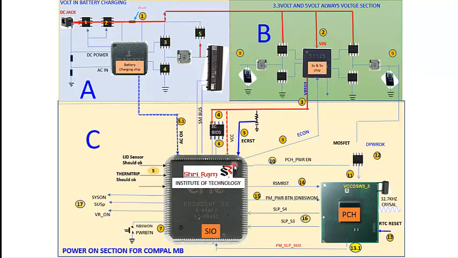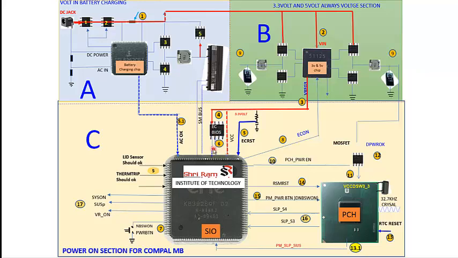This is step number 5, and then it checks the thermal trip and lid sensor. The lid sensor is basically a magnetic sensor. There is one magnetic sensor and the thermal trip. That means your CPU should not be hot. So in this way, if all these criteria are perfect, then the SIO starts communicating with the BIOS.